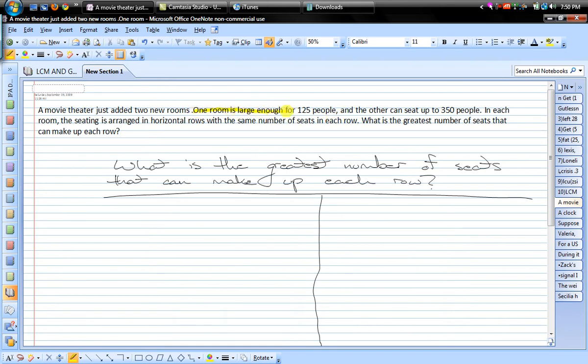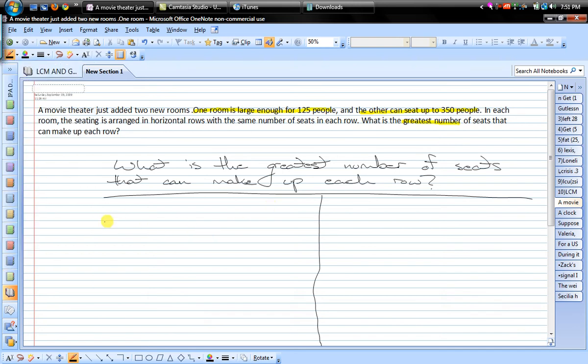So one room is large enough for 125 people. That's pretty important. And the other can seat up to 350 people. That's also important. What I also want to note is the key word or the key phrase that lets me know what kind of problem this is. I'm asked what is the greatest number of seats that can make up each row. And as we discussed on Friday, when you see the word greatest, largest, or a synonym for any of those words, it usually means we're talking about GCF or greatest common factor.